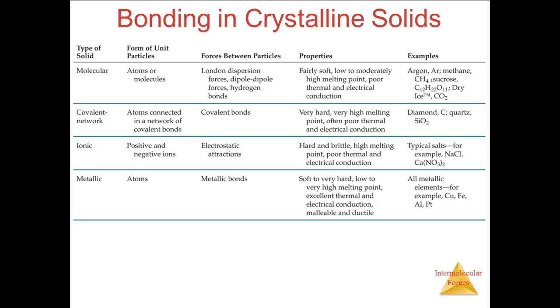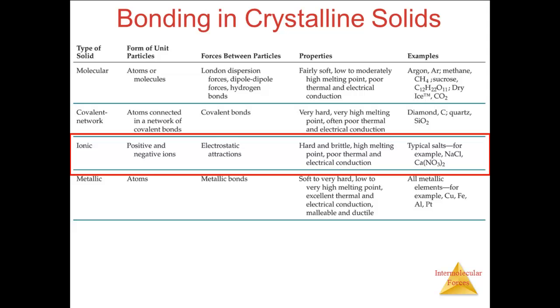There are 4 types of crystalline solids: ionic, molecular, metallic, and covalent network. The table shows the types of forces and the types of particles in each type of solid. It also gives some examples and some of the properties of each type. Ionic solids are made of oppositely charged ions that are held together by their attractions to each other. This is an ionic bond.